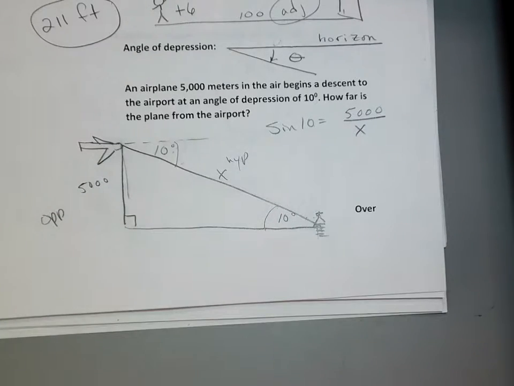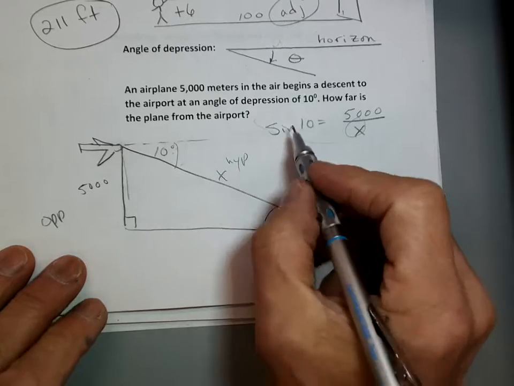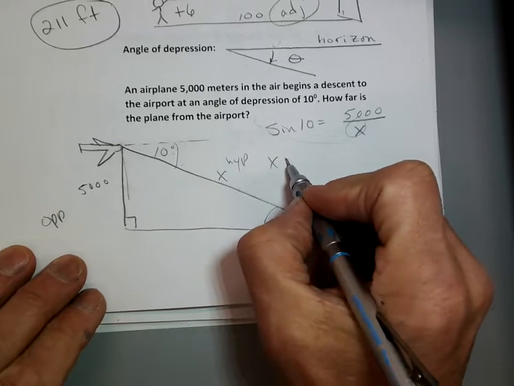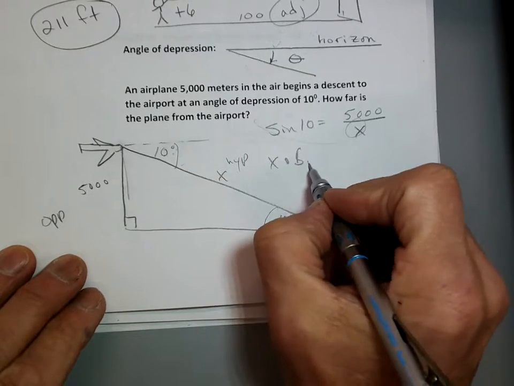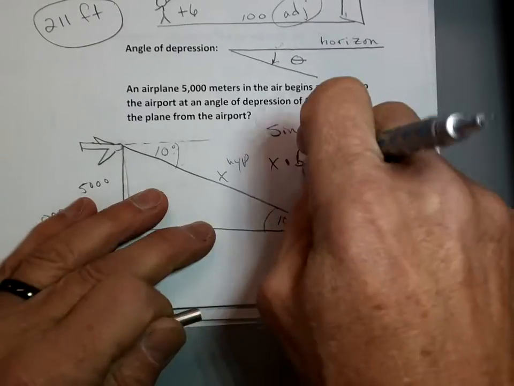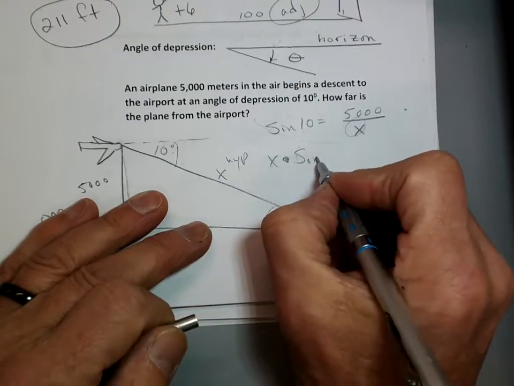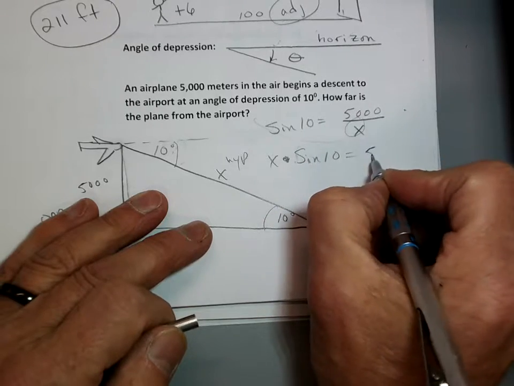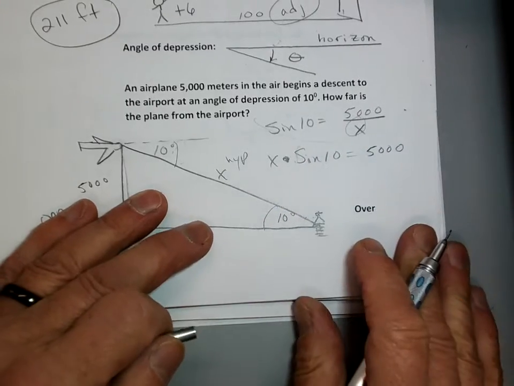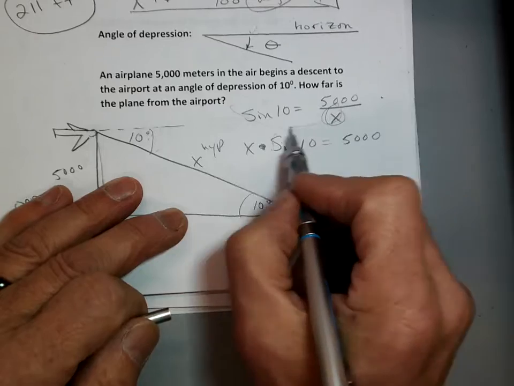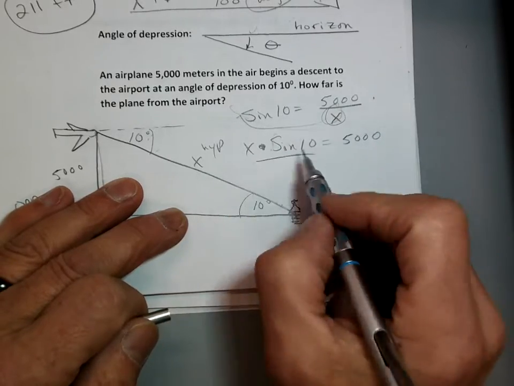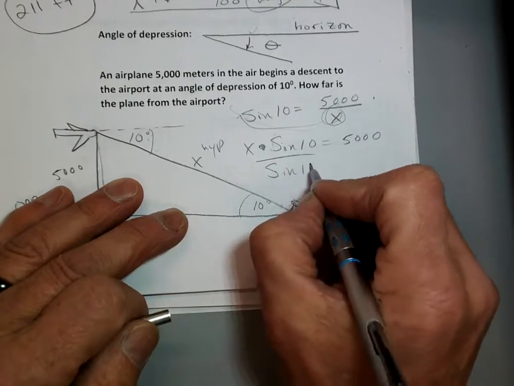Now, when the variable's on the bottom, we have to make sure that we bring the x up, and then we'll bring the sine of 10 down. I'll do it in two steps. Bring the x up: x times the sine of 10 equals 5,000. Okay, I brought the x up. Now I want to divide by sine of 10.